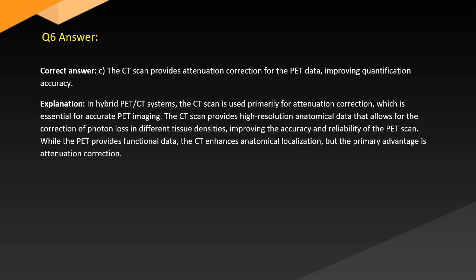The PET provides functional data. The CT enhances anatomical localization, but the primary advantage is attenuation correction.